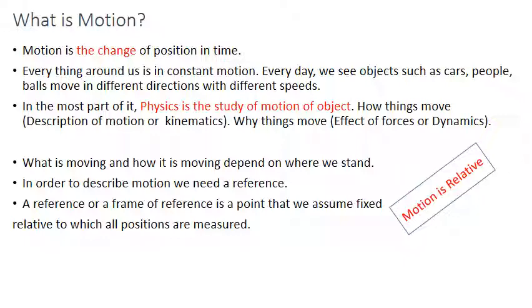Same, for example, if we are studying the motion of the moon here from Earth, we consider ourselves as fixed and the moon is rotating around the Earth. However, if we're looking with respect to the sun, both the moon and the Earth are moving. So whenever we want to study motion, the first thing we need to choose is our reference. We're going to ask ourselves, moving with respect to what? A reference or a frame of reference is a point that we assume to be fixed, relative to which all positions are measured. And if this position is changing in time, then we have motion.